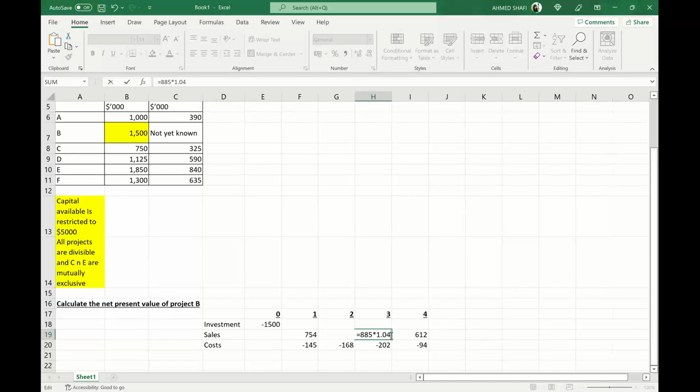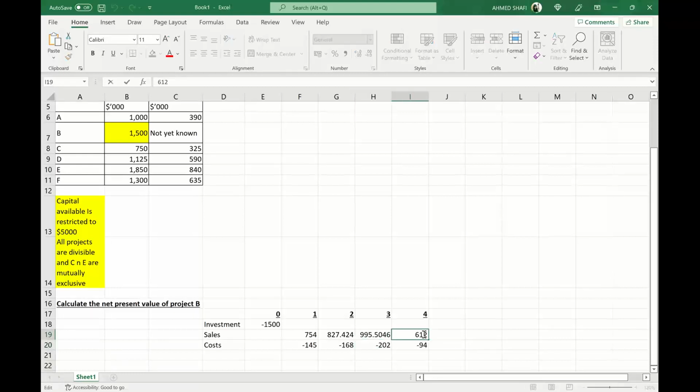Into 1.04, 104%, three times. This gets the figure of 995.5. Or what you can do is 885 into 1.04 into 1.04 into 1.04. Rather than doing this, 885 into 1.04 power 3 brings the inflationary impact three times, same value.